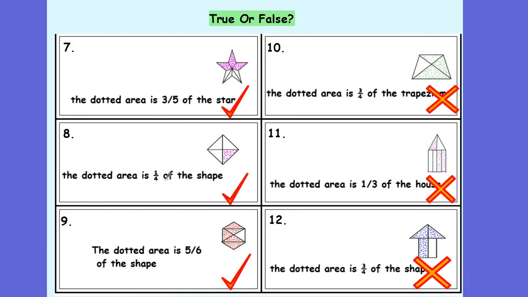Okay, let's look at some answers. The first one is true, that is split into 5 and 3 of them have been highlighted. The second one, 8, is true, that is split into 4 and 1's been highlighted. Number 9 is also true, split it into 6 and we've got 5, 6 highlighted. Number 10, that one is false, those areas are not the same. Number 11 is also false and number 12 is also false, those areas are not the same.